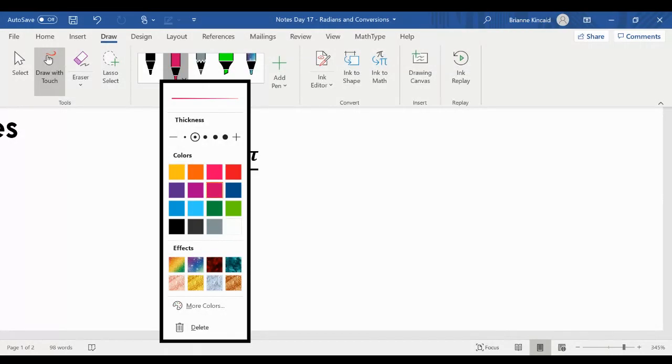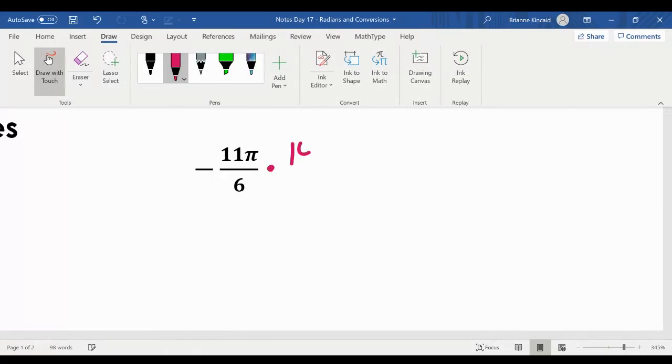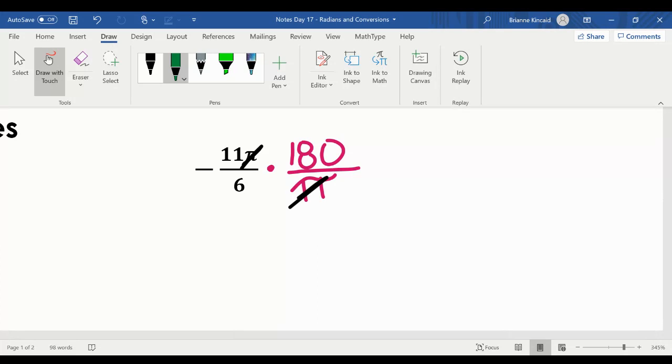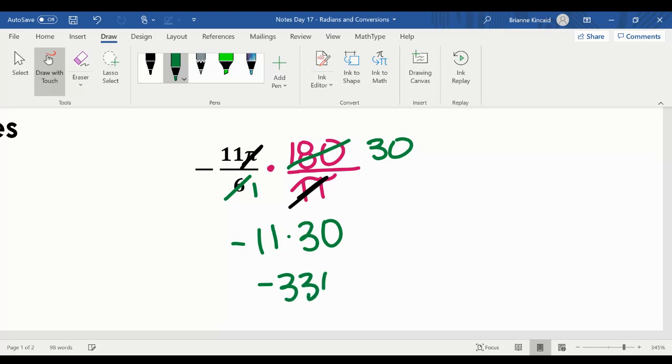Second one, I'm going to start the exact same way. I'm multiplying by 180 over pi. First thing that cancels out very easily are my pi's. From there, 6 doesn't go into 11, but 6 does go into 180 30 times. You're left with negative 11 times 30, which is an angle of negative 330 degrees.